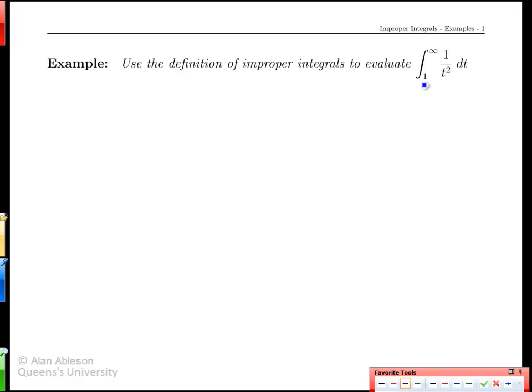Let's take a look at this example here, the integral from 1 up to infinity of 1 over t squared dt. So we're going to a purely geometric question here. So if we have the integral, the first thing you must do is apply that definition of improper integrals. You cannot sub in infinities into anything.